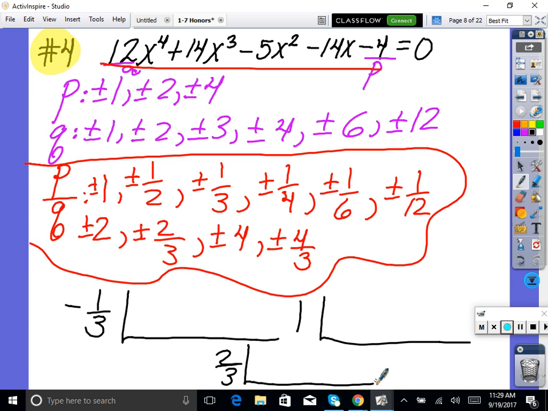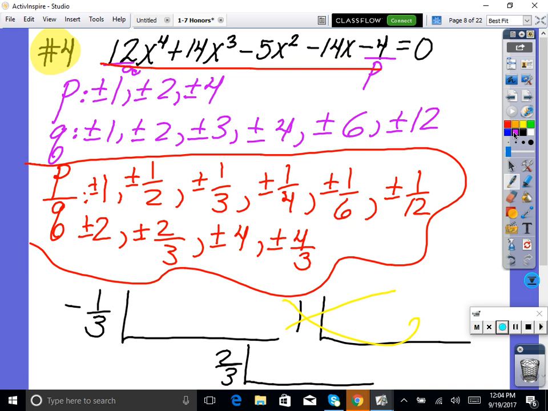Ready, set, go. Everybody pick one and go. Test out one. Let's all take one and test it out. Does the remainder come out 0? If so, it's a solution. So 1 is not. Okay, so we can say, nope, 1's not. Anyone else? Guys, these were tested, and guess what? Negative a third didn't work, and neither did 2/3.